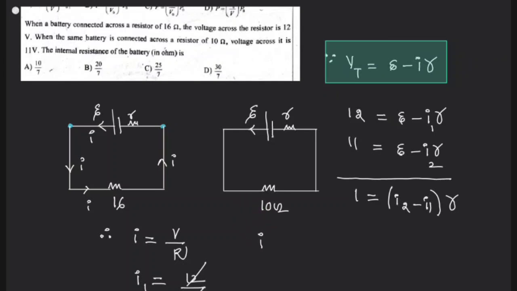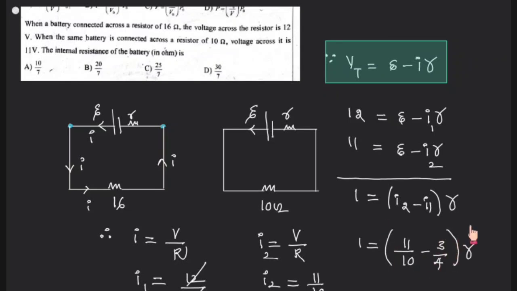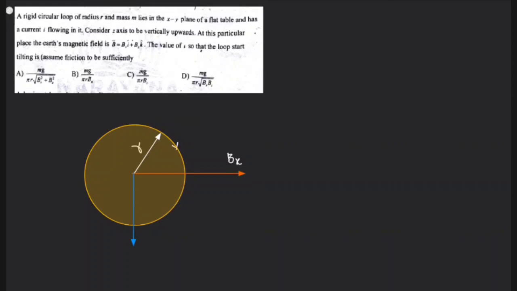Same way from here, I is equal to V by R again. Therefore I2 is equal to, what is the voltage drop here? 11 by 10. Right? Therefore if I substitute the values, 1 is equal to I2 minus I1 into R, where I2 is 11 by 10 minus 3 by 4, into R. If you do it, you will get the answer. Check it. You will get 20 by 7 as the answer. Clear? So next one.